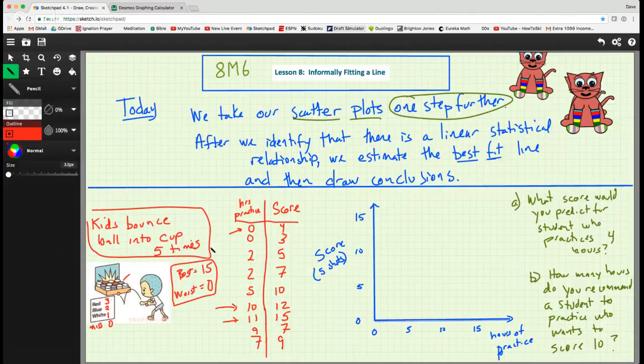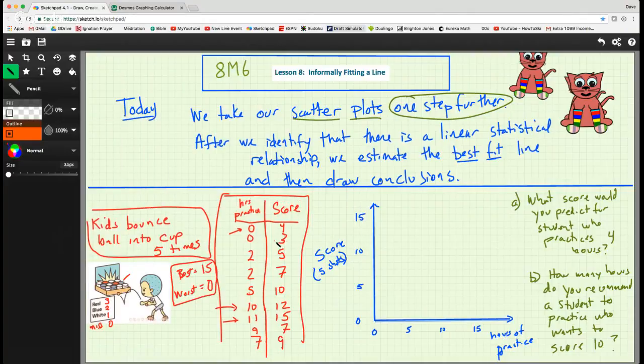So I recorded scores of kids that practiced a lot and a little, and I took this data. What do you notice? You can just look at the data and make some observations. Why don't you pause and look at this and see if you can draw a conclusion, just looking at the data. And then we're going to graph it.